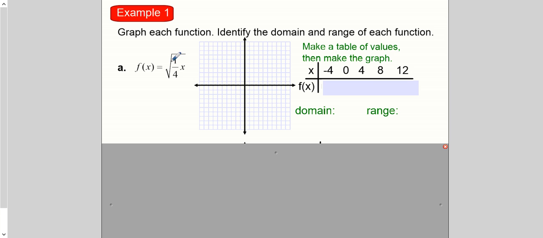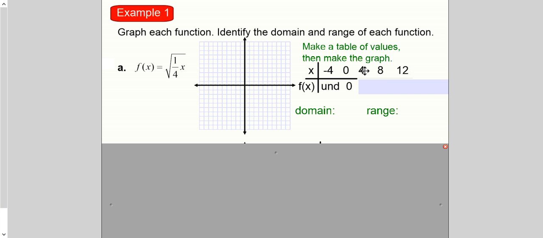Okay, negative 4 times 1/4. 1/4 of negative 4 is negative 1. The square root of negative 1, well, that's undefined. So there will be no graph over where x is negative. Well, how about 0? 1/4 times 0 is 0. Square root of 0.